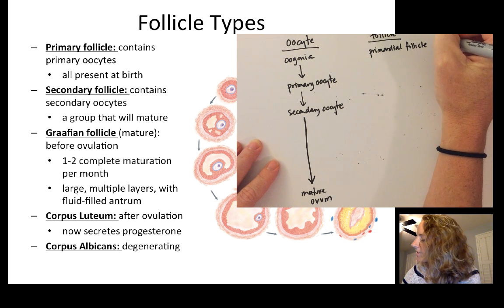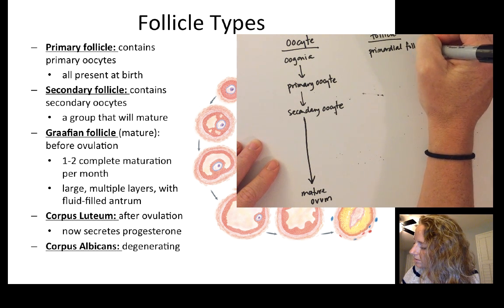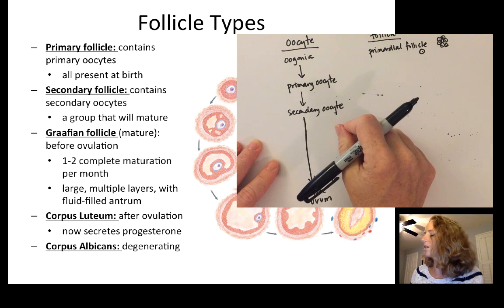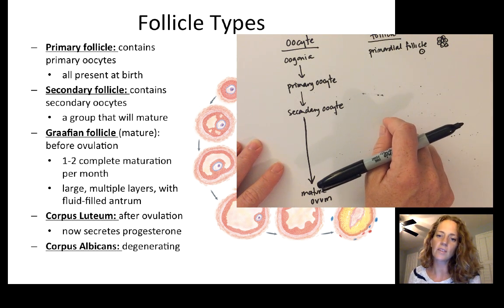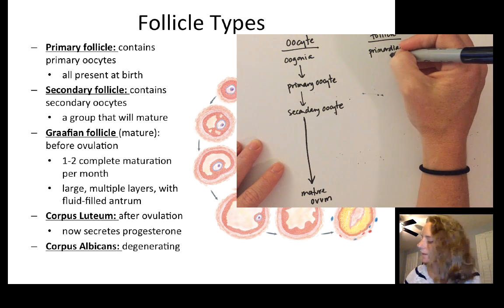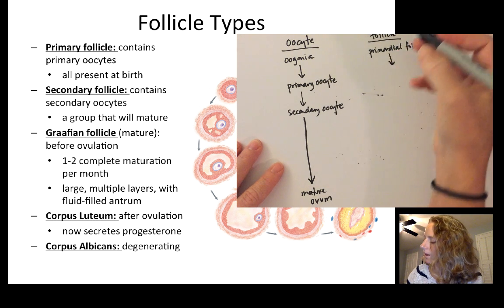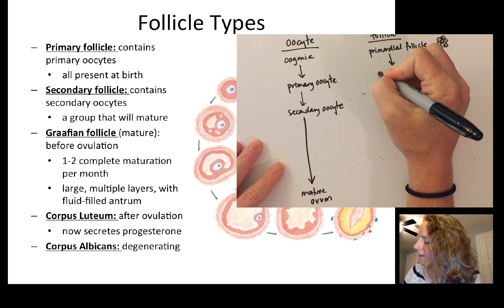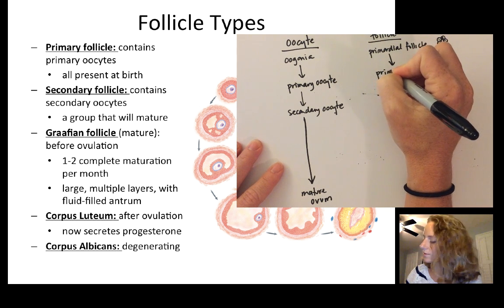Primordial follicle is a tiny cluster of follicles. So a primordial follicle really doesn't have much structure to it. It's very small, and all of these will be clustered at the edges of the ovary. A primordial follicle will contain oogonia, and then primary oocytes will be surrounded by primary follicles.